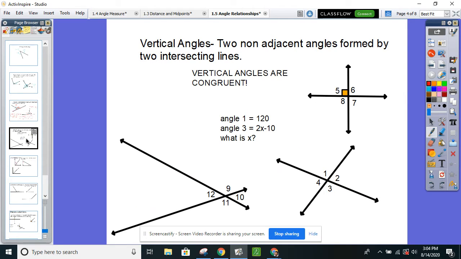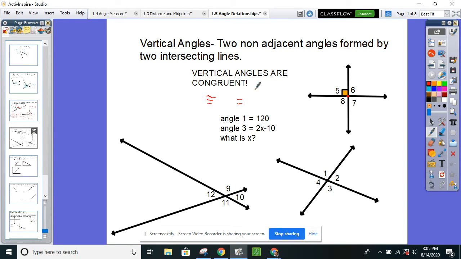Let's talk about vertical angles. My favorite thing about vertical angles is that this is always true no matter what. Vertical angles are always congruent, meaning the angles are congruent to each other. Their values are equal. Their measurements are equal. Vertical angles are angles that are not only across from each other, but the only thing they share is a vertex in this case.